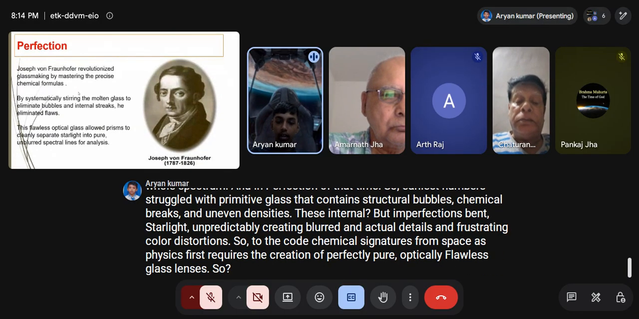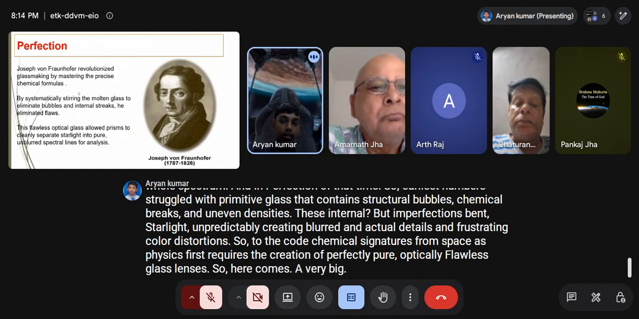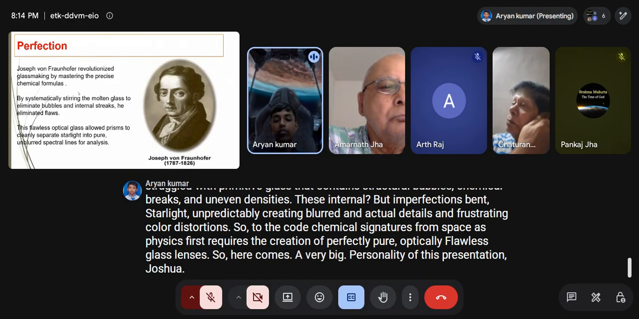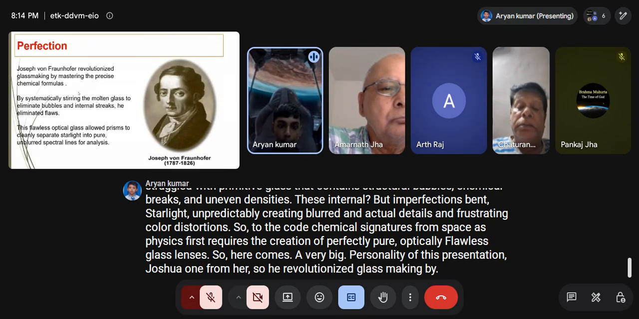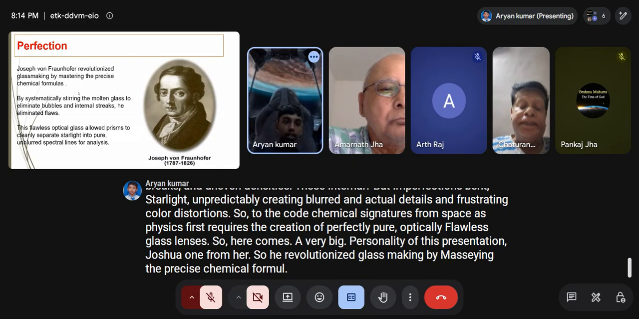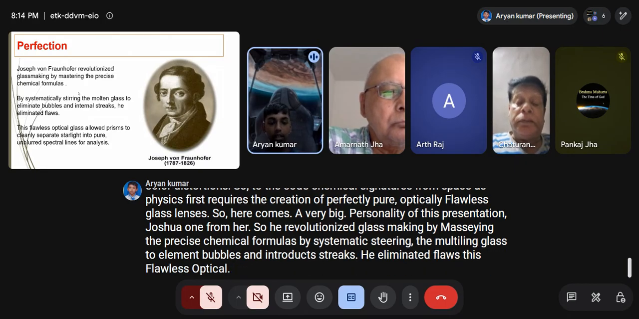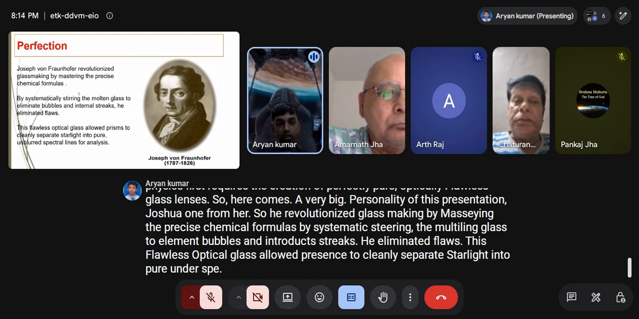So here comes a very big personality of this presentation, Joseph von Fraunhofer. He revolutionized glassmaking by mastering the precise chemical formulas and systematically stirring the molten glass to eliminate bubbles and internal streaks. He eliminated flaws. This flawless optical glass allowed prisms to cleanly separate starlight into pure, unblurred spectral lines for analysis.